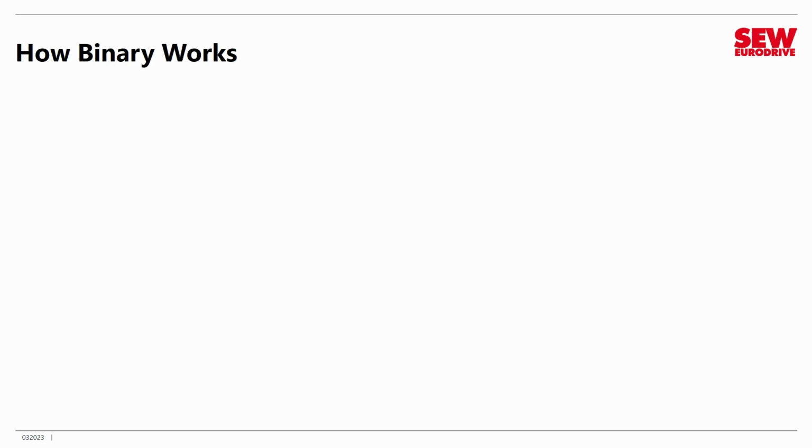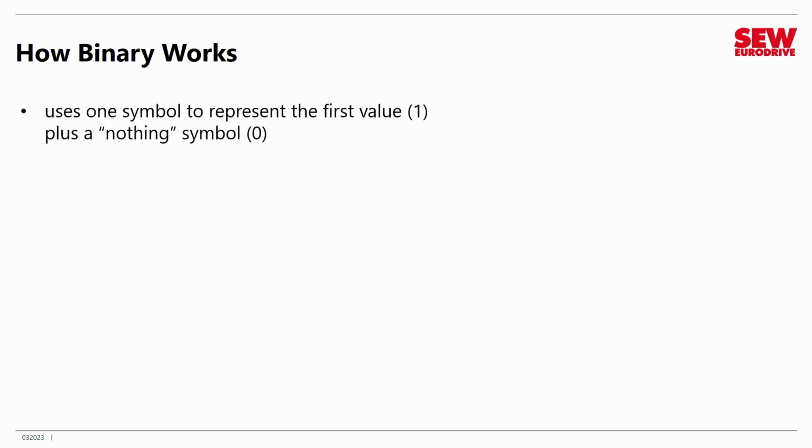So let's look first of all at how binary works. Binary is a very simple number system because it has just 2 symbols. Now in the world of decimal, we have 10 symbols, 0, 1, 2, 3, 4, 5, 6, 7, 8, and 9. And we use these to represent numbers. Well, in the binary world, it's much simpler. We have just 2 symbols. We have a 1 value, the first quantity, which is 1, and a nothing symbol, which is 0. And that is it. By combining lots of zeros and ones, we can produce numbers of absolutely any size.